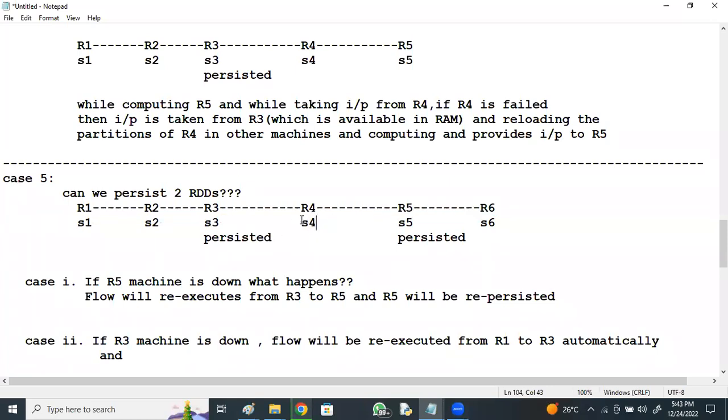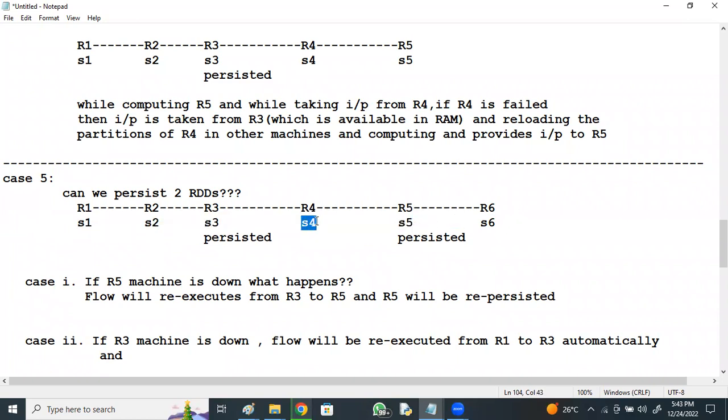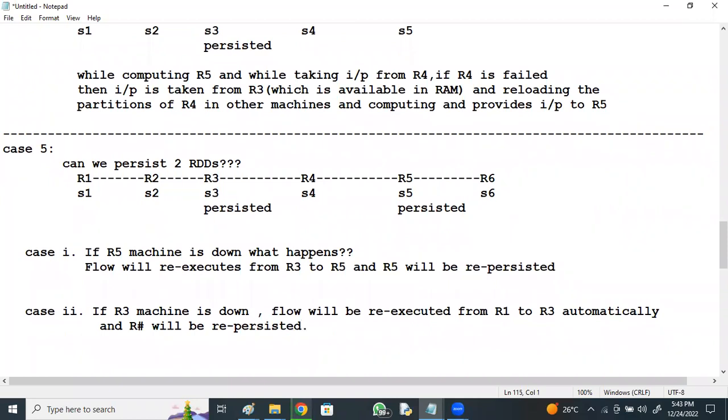Now see this. S4 is taking the input from S3. Forget it, R5 and R6 are still not computed. S4 is loading into the RAM. During the loading, while taking input from R3, if S3 is down at that time, the flow will be re-executed from R1 to R3 automatically. We don't need to perform an action, and R3 will be re-persisted, right? Understood that, everyone? Yes.